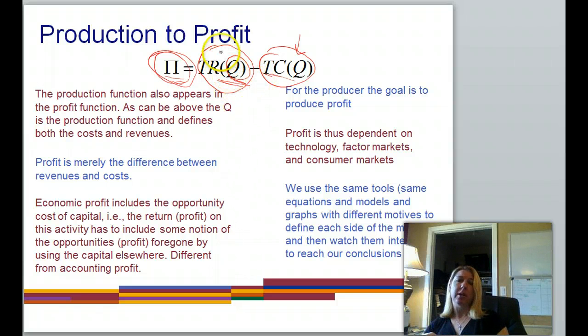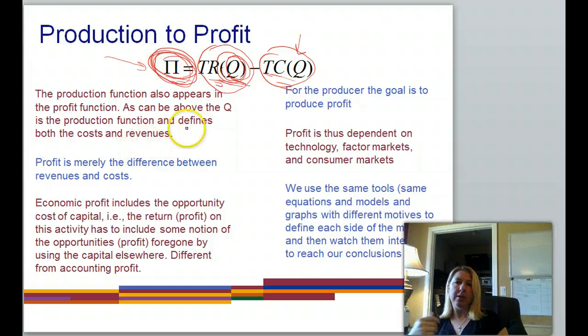Therefore, you have to find what level of output maximizes profit. That's really the entire objective of the firm: to figure out, given technology and given input prices, how much you are going to produce in order to maximize profit.